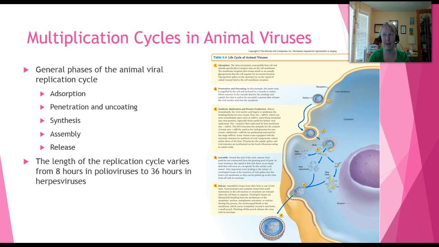And I know there's a lot of information in each of these steps. So take your time, work through them, put them into your own words so that you can make sure you understand them. And remember, this is all variable virus to virus, so we're just looking for the general principles. The general phases of viral replication in animal cells are absorption, penetration and uncoating, synthesis, assembly, and then release. And we're going to go through each of these on the following slides.